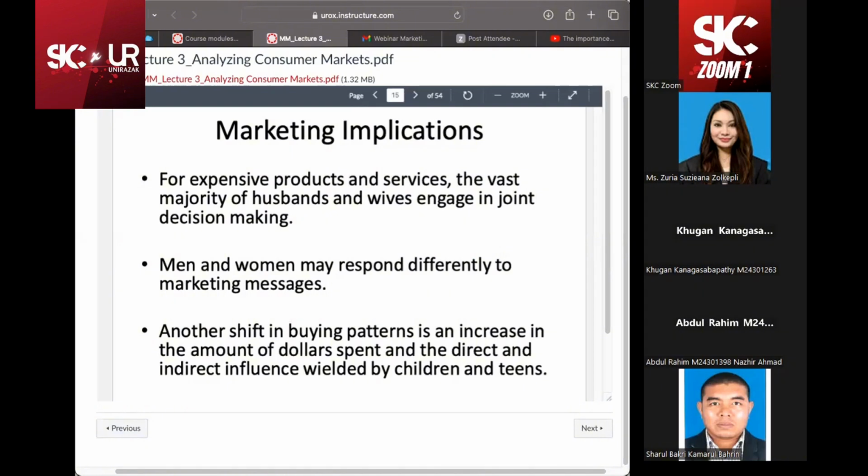So in order for marketers to work with men, make sure that if that product is targeted for men, you emphasize more on the quality, the value, and not only that, the masculinity that they will receive when they wear the product or when they use the service.